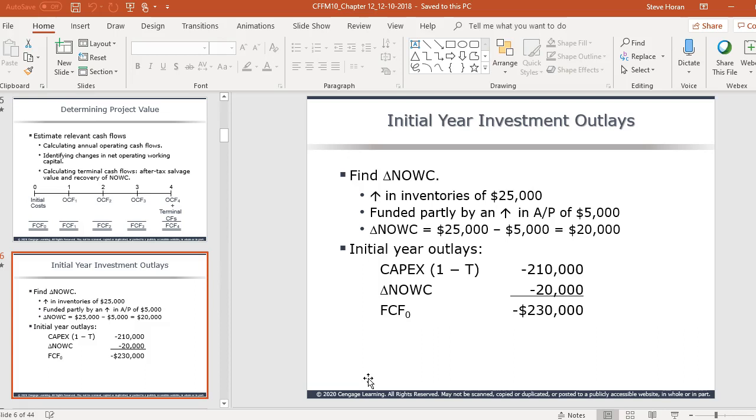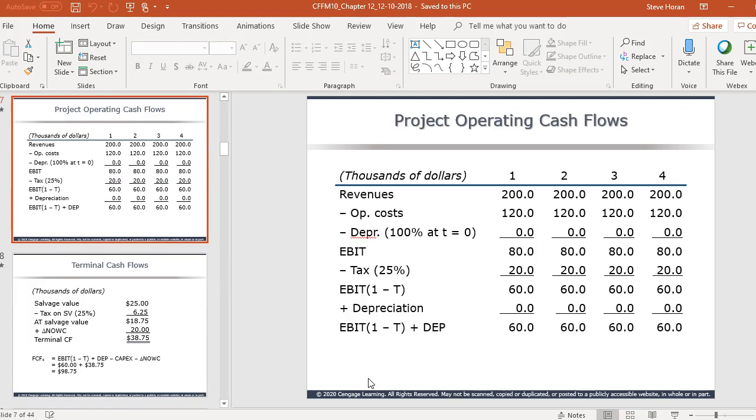And then the initial year outlay for the capital expenditure is 1 minus T. So it's that 250 times 1 minus T, T being 0.25. So 250 times 0.75 is 210. And so we get that bonus depreciation in year one. And that's something new with the new tax law, that you can depreciate something up to a certain amount, all of it in year one, as opposed to stretching that out over a few years. So the free cash flow in year 0 is a negative 230.